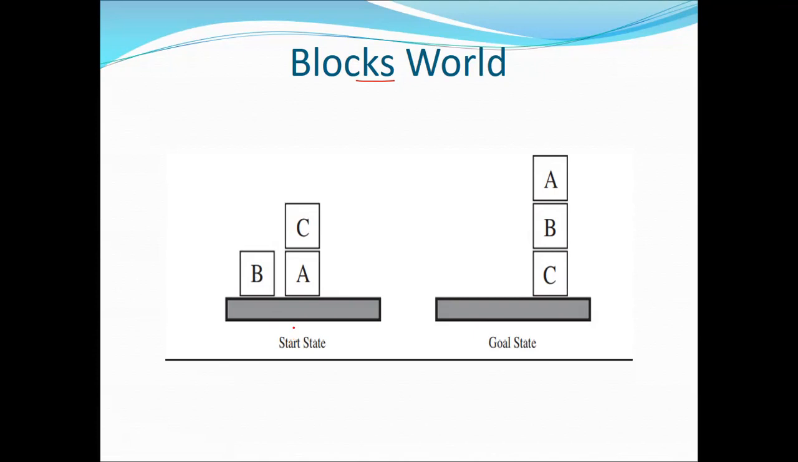Let us assume this is the start state, and this is the table. On the table there are three blocks. There is a block B which is directly on the table, and a block A which is also on the table, and block C which is on top of A. But this is the goal state we want: block C should be on the table, block B should be on top of block C, and block A should be on top of block B. So this is the goal state we want to achieve.